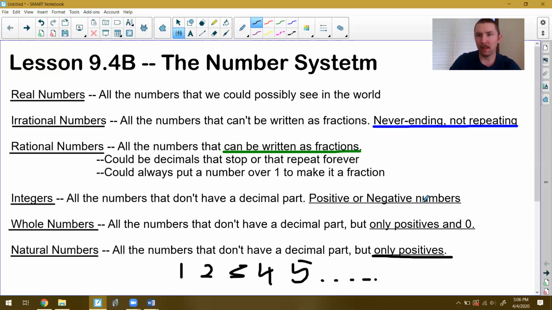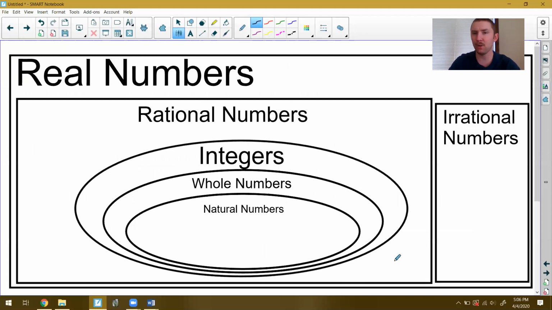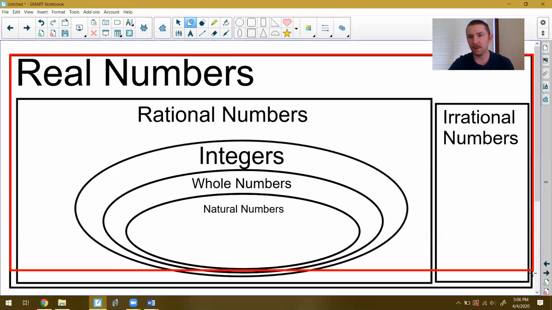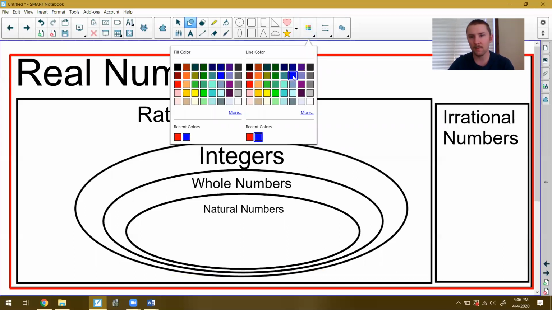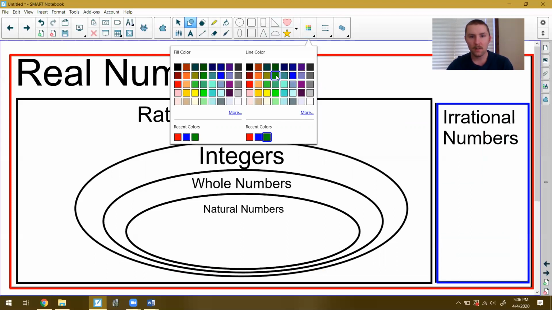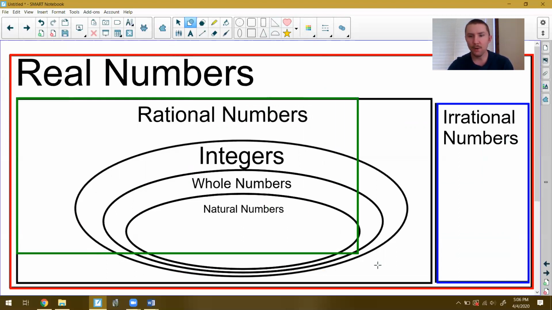I have this displayed a little bit differently for you. If we look at this picture, this shows us how each of these categories fits within the other ones. My giant box here, which I'll highlight in red for us, this big box is the real numbers. It's every number that's ever existed. Within the real numbers, as we mentioned, there are irrational numbers, this blue box over here, and there are rational numbers.